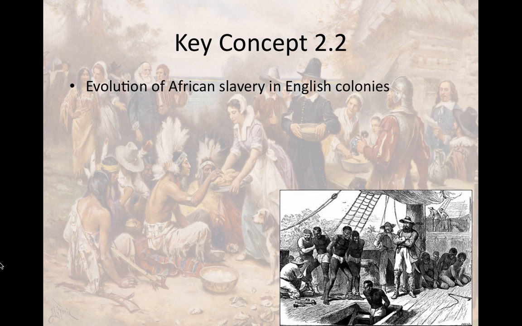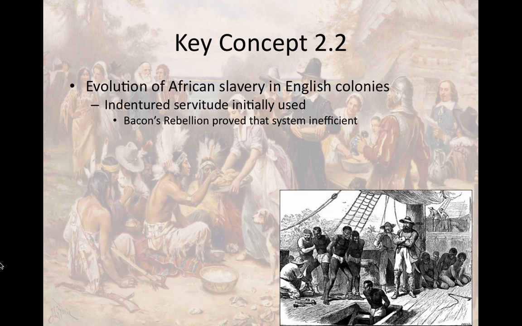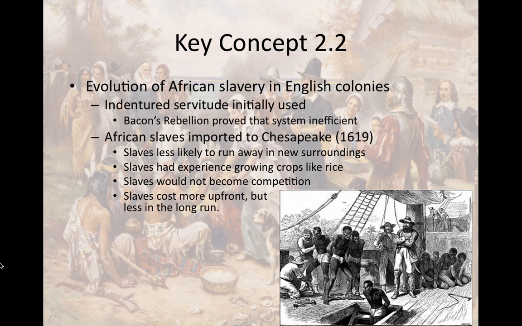Now, slavery really evolved in the English colonies. Like I said before, it was initially indentured servitude, which meant that a person was brought over from England on contract, usually for about 4 to 7 years they worked, and then they were given their freedom and usually a small piece of land to which they could become an independent farmer. Now, that was a problem because then they became competition to the planter class. And so that's where Bacon's Rebellion sort of highlights the issue with indentured servitude and marks a turn towards African slaves. The first African slaves were imported to the Chesapeake in 1619.